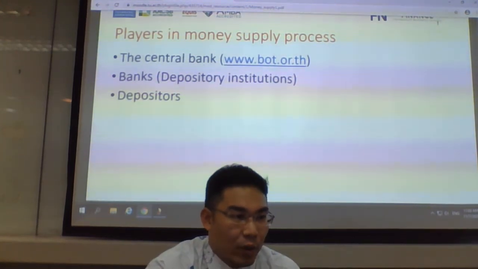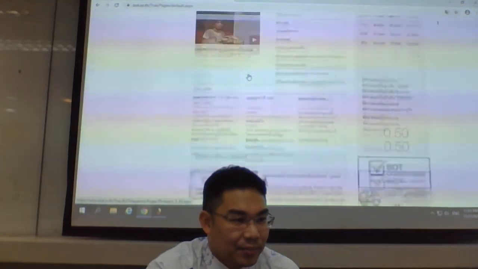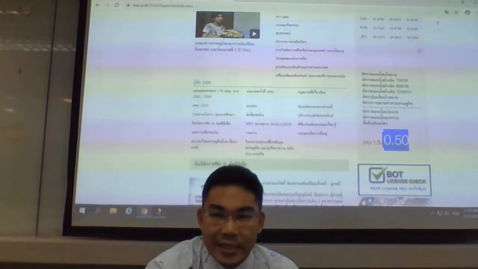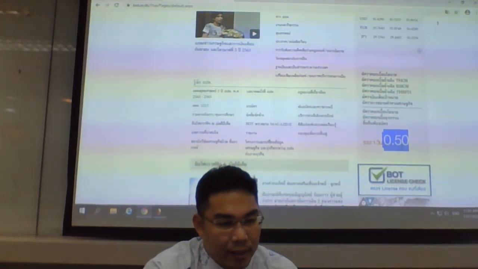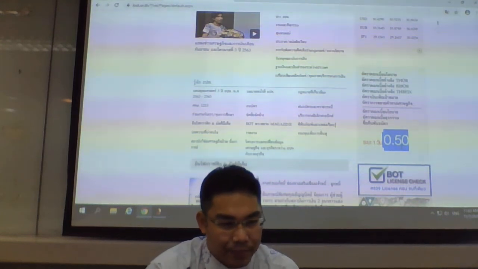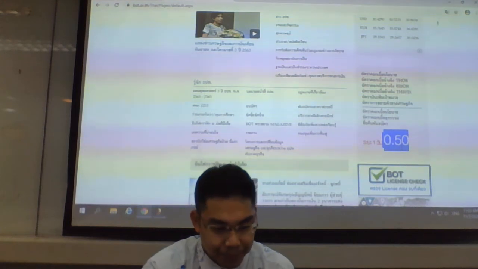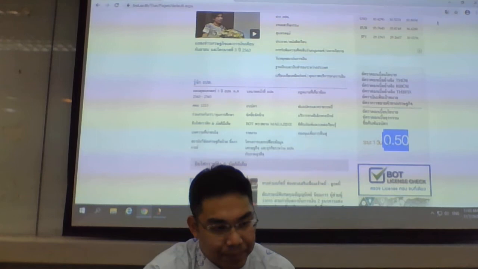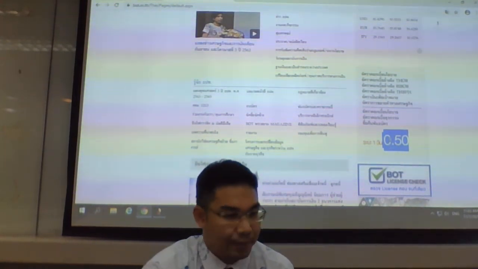For Thailand, you can go to this website, Bank of Thailand. Here you can see the key policy rate, or the short-term rate. The governor of the Bank of Thailand and the committee will hold a monetary policy committee meeting, and then they will determine the rate, which is the short-run rate, and this rate will affect the overall economy.